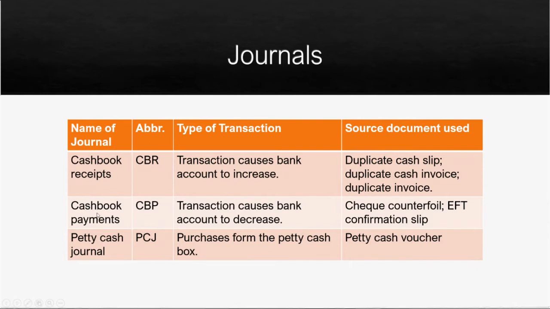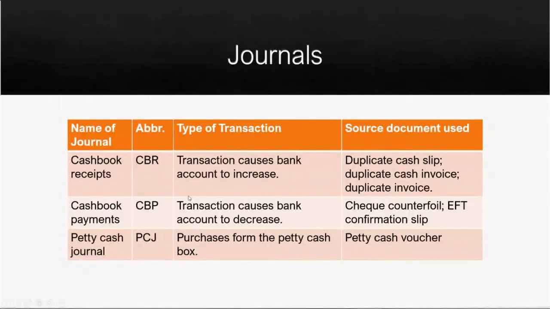So the first two is what Learning Unit 4 is about, your cash journals. Now the first one is your cash book receipts, which is abbreviated CBR. Now this is transactions that would cause your bank account to increase. So that is normally money that we receive. Now the source documents that we could potentially receive when we get money into our bank account, we get a duplicate cash slip, a duplicate cash invoice, or a duplicate invoice.